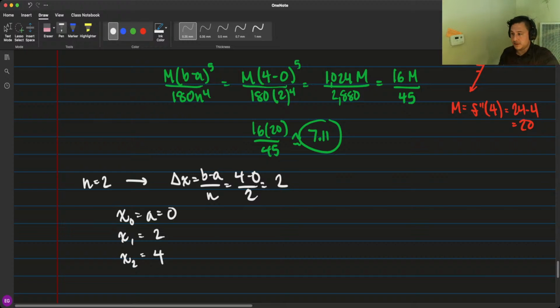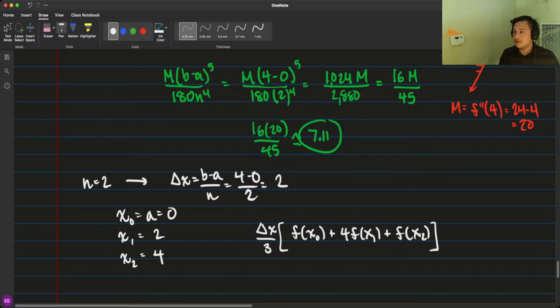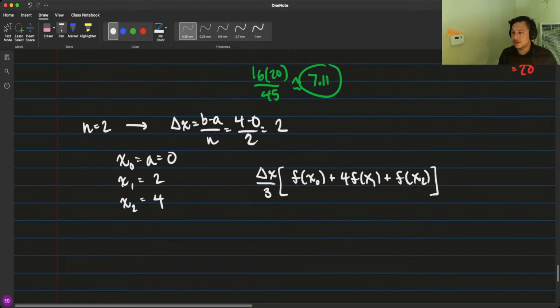So remember, the way the formula works is that it's delta x over 3 times first term is always itself, and then odd terms are going to be multiplied by 4, and then it ends at this one. The last one is just itself. Okay, so now we need to plug in those numbers. So we're going to get, our delta x was 2, so you're going to get 2/3, and then we want f of 0 plus 4 times f of 2 plus f of 4.